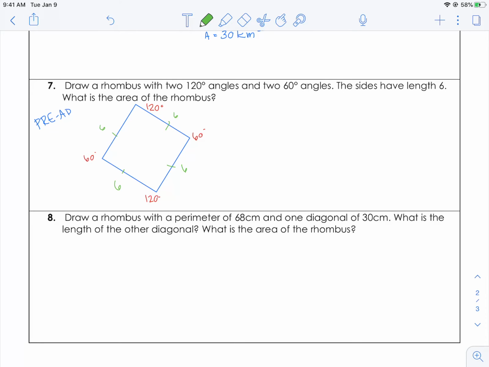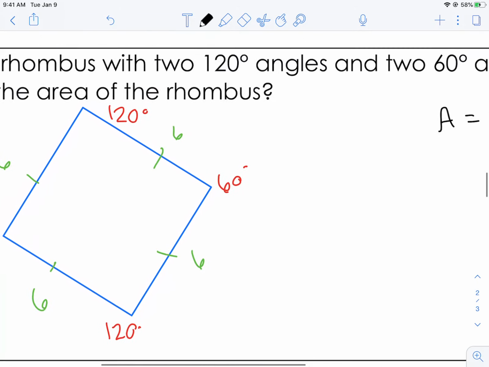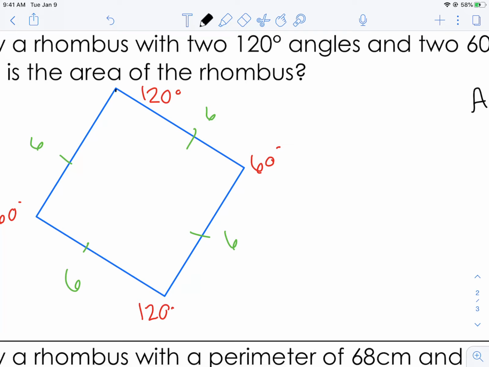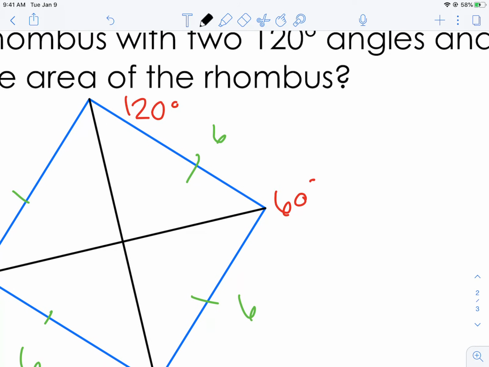I want to know the area of the rhombus. My area formula for a rhombus is 1/2 diagonal 1 times diagonal 2. Well, I don't know my diagonals, so I'm going to go ahead and draw those in. Drawing the diagonals in bisects my angles. Bisects means cut in half, so this angle is 60, and this angle is 30.